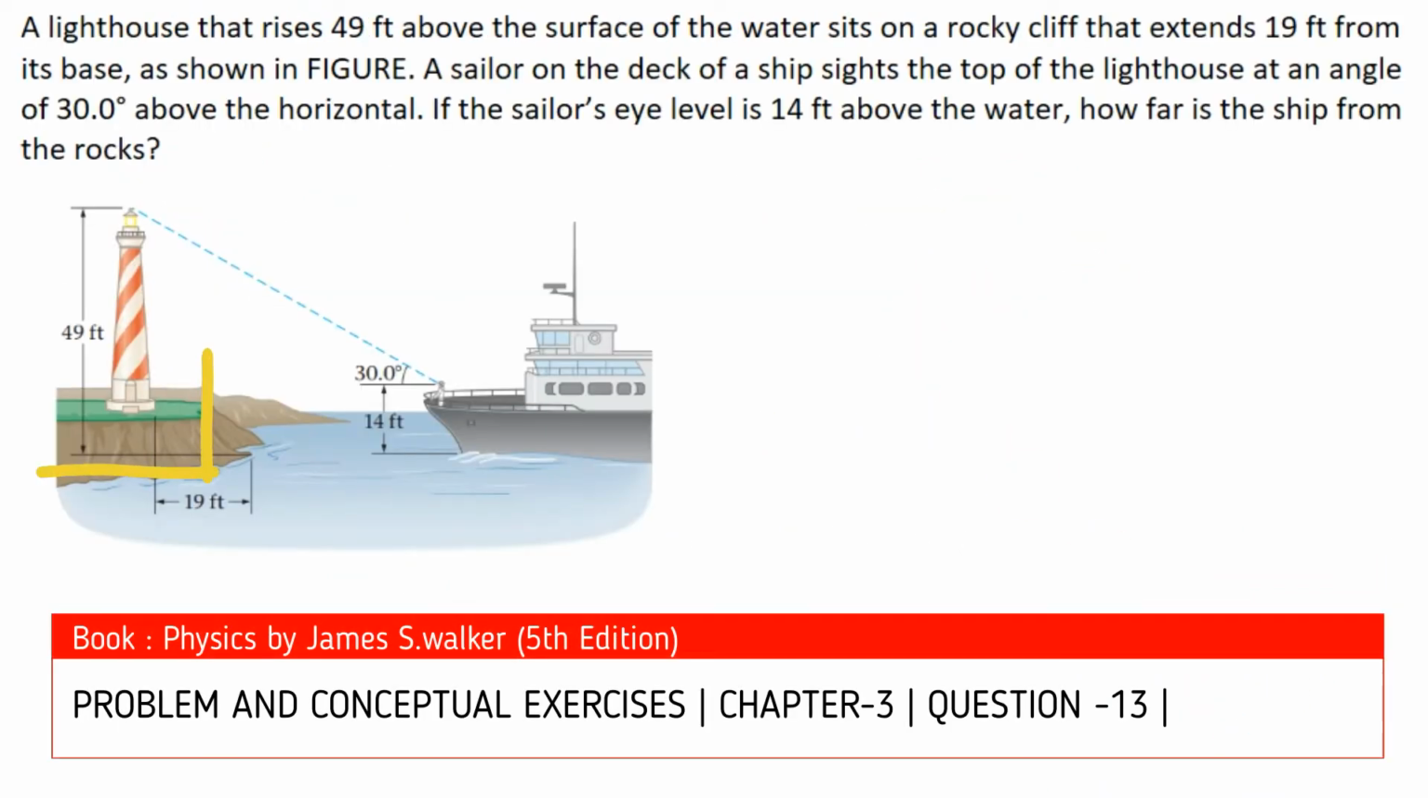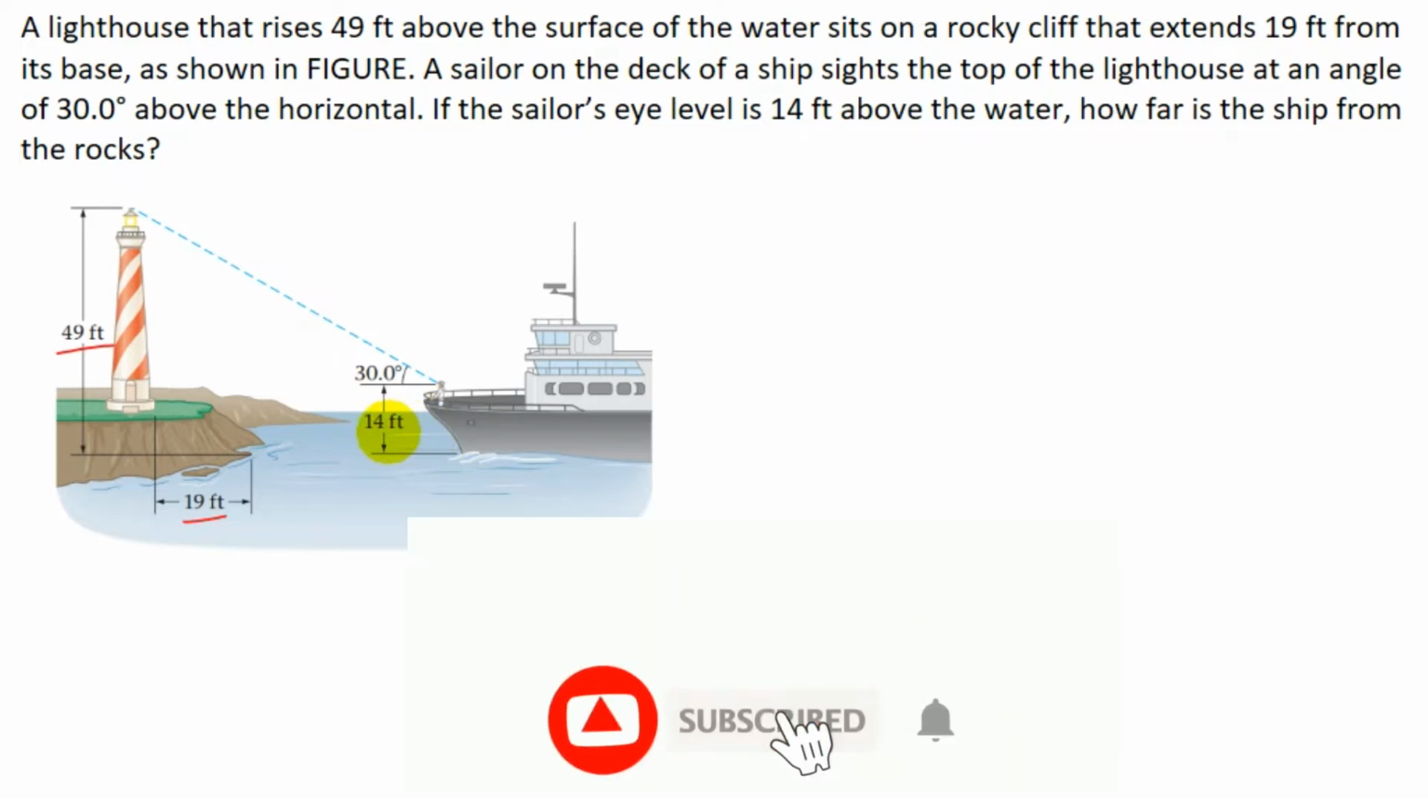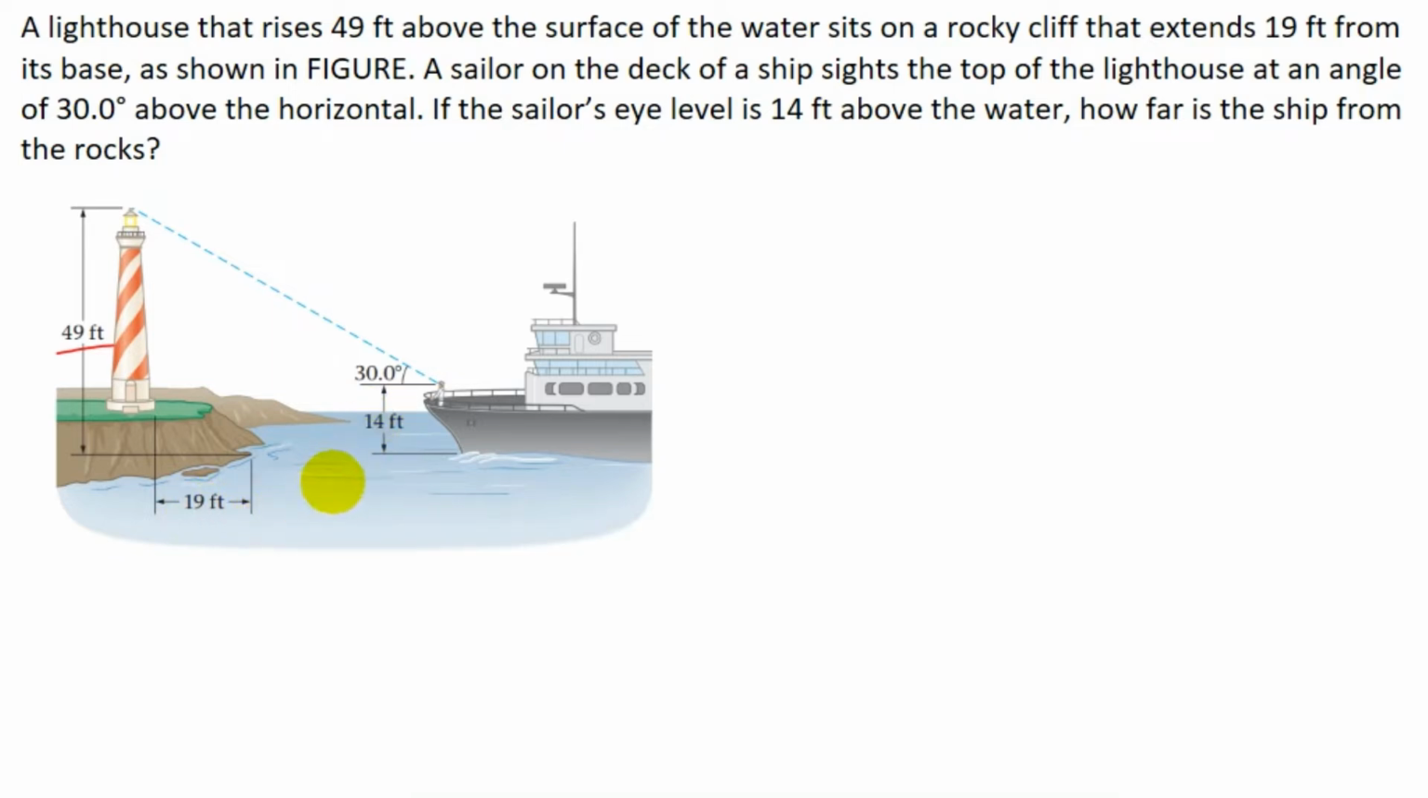In this question you can see a lighthouse whose height from the surface of the water is 49 feet, and it extends 19 feet from its base. This distance is 19 feet. Now a sailor is standing here and sights the top of the lighthouse at an angle of 30 degrees above the horizontal, and the sailor's eye level is 14 feet above the water. This distance is 14 feet. Now what we have to calculate is the distance of the ship from the rocks.